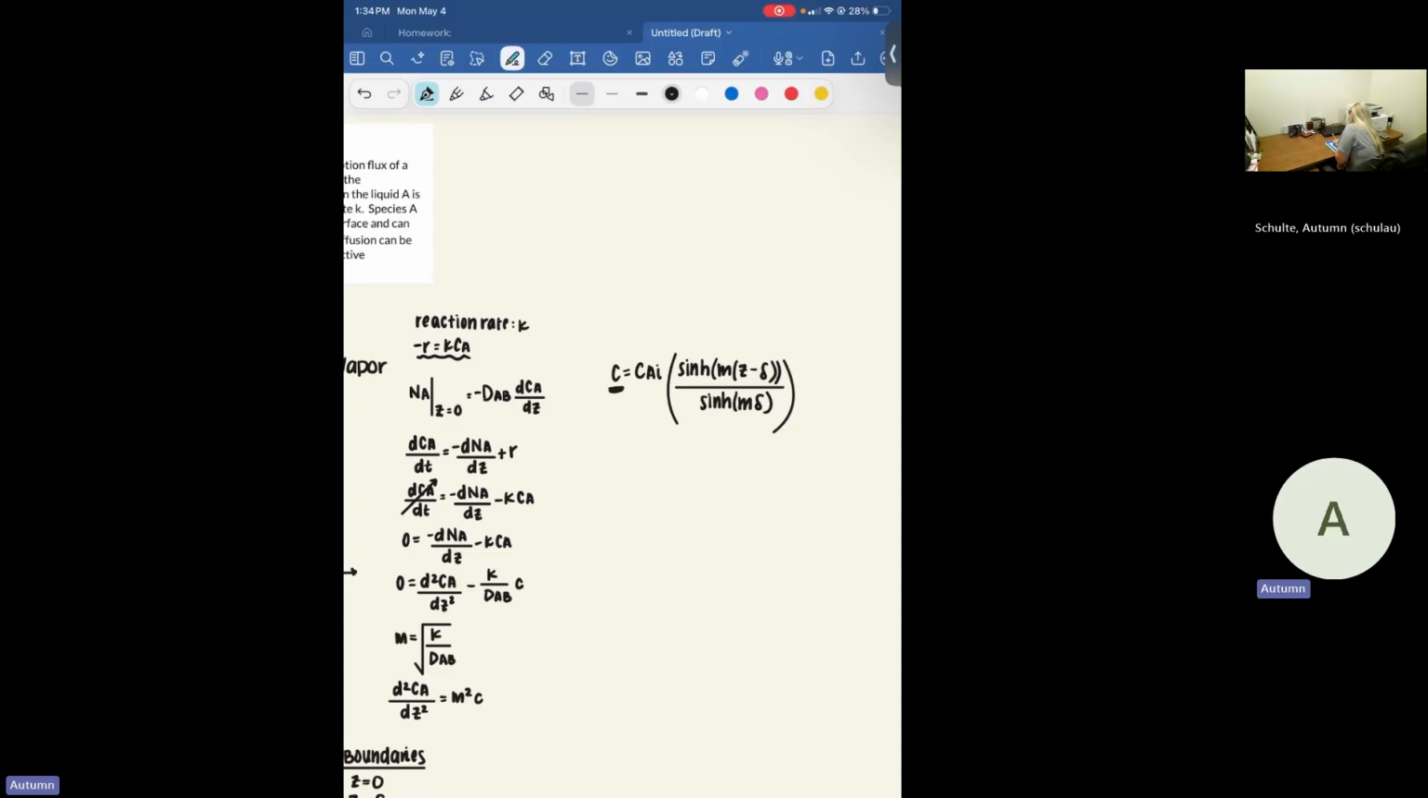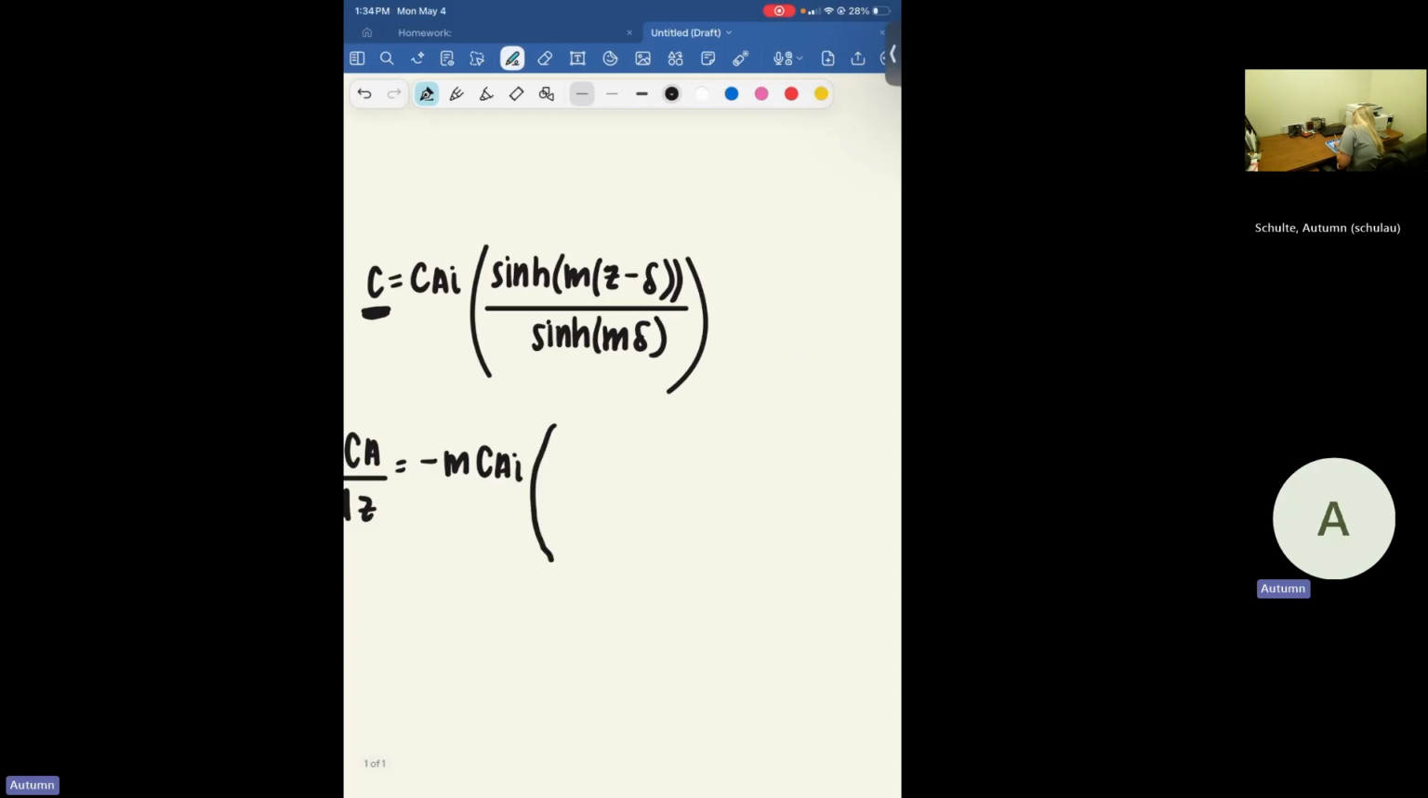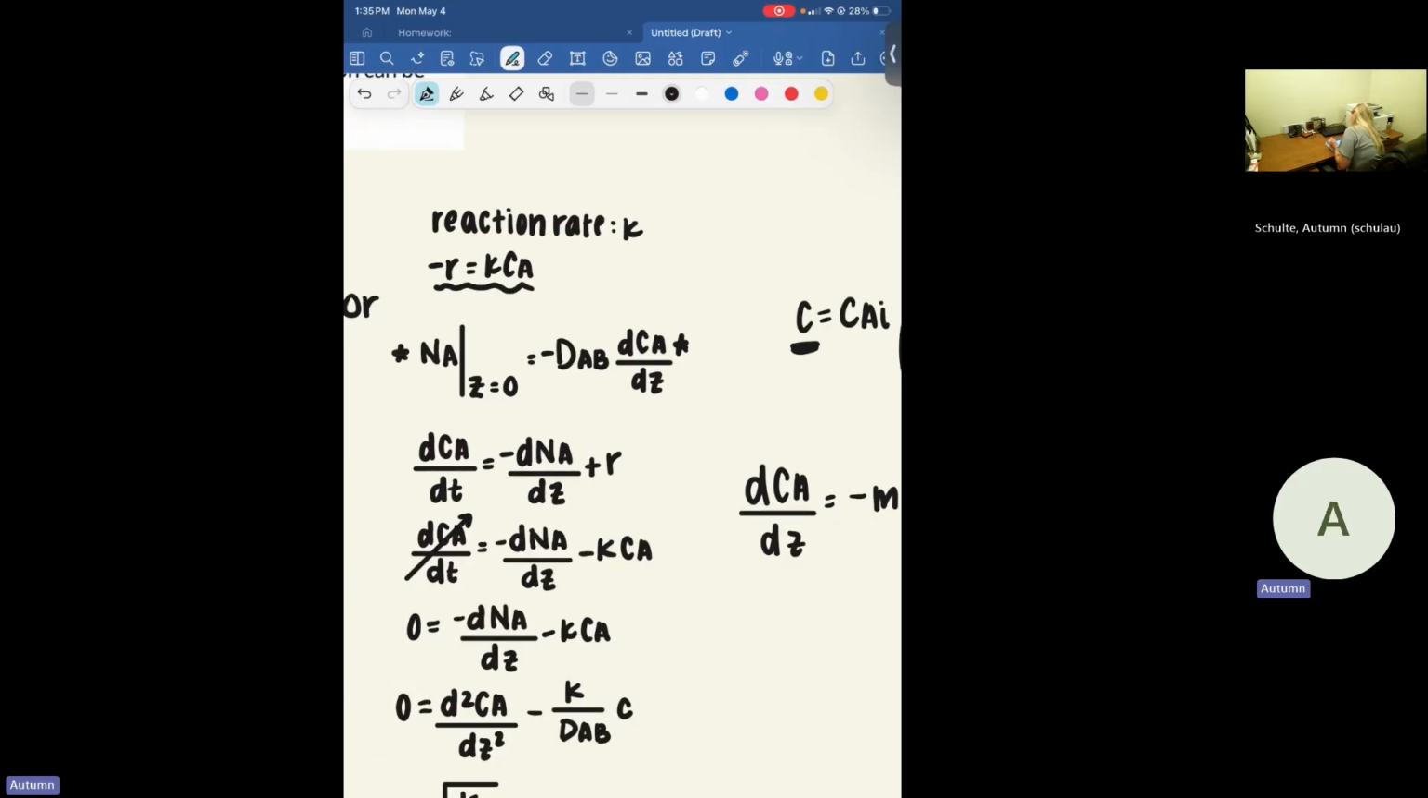So now if we take this equation that we have for C and plug it into this derivative right here, we're going to find that the derivative of the concentration of A with respect to z is equal to negative m times the concentration at our interface multiplied by the hyperbolic cosine of m delta divided by the hyperbolic sine of m delta. And we can take this and plug this back into our original equation.